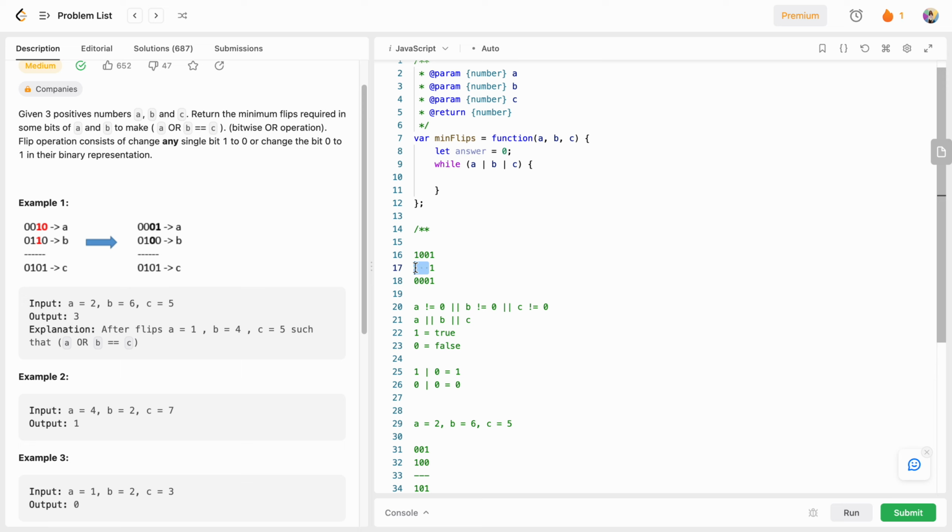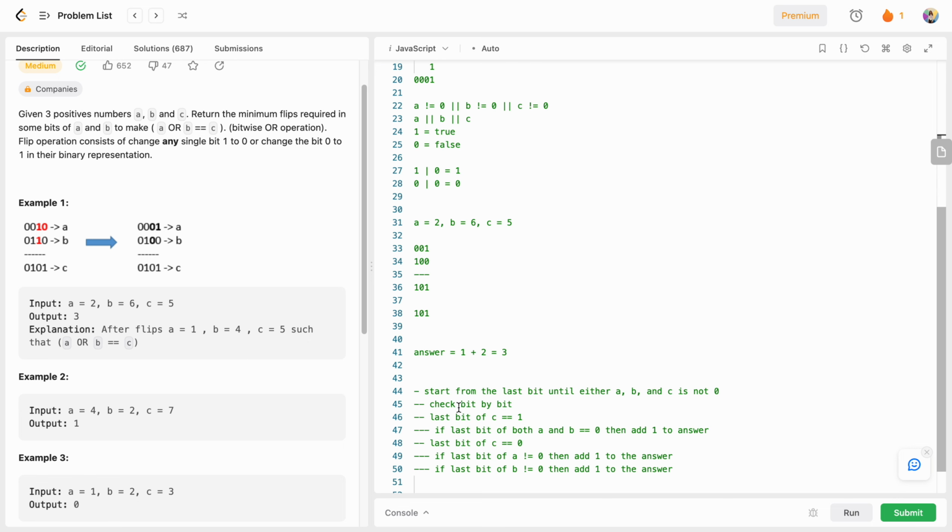Okay, so zeros AND with 0 is always 0, and with 1 is equal to the value of the variable that we are performing AND with. So that is what I'm going to do to get the value of the last bit of C. So I'm going to do bitwise AND here. If this is equal to 1, that means at least one of them should be equal to 1, right? So if the last bit of both A and B is equal to 0, then we add 1 to the answer.